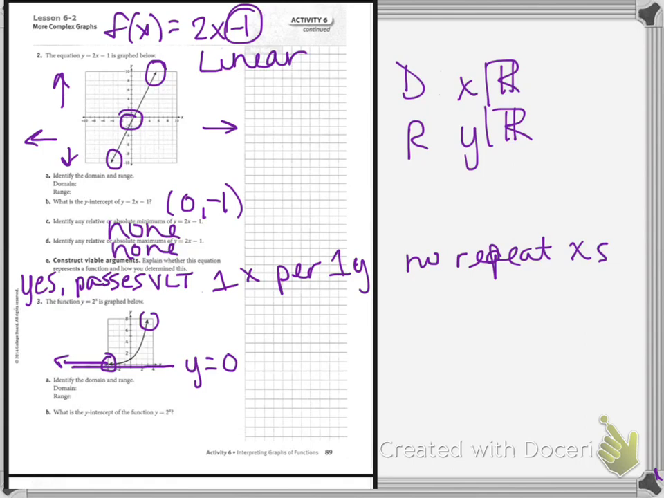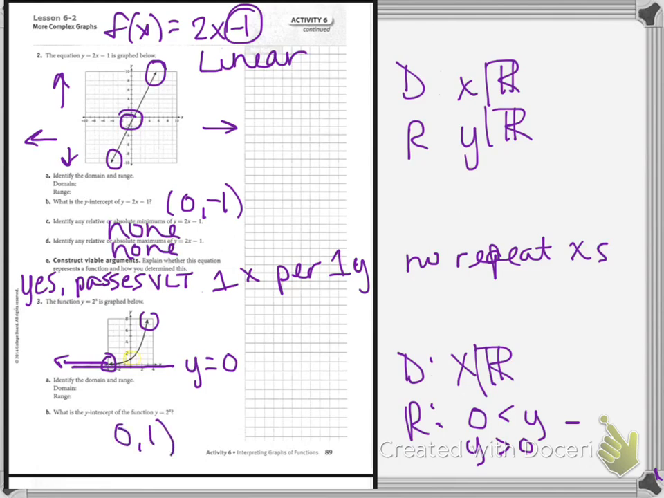So our domain for this particular graph is all real numbers, but for our range, we have a lowest y value of 0. We have no upper y value, so we don't need to worry about that. 0 is less than y. We can also write y is greater than 0. What is our y-intercept? Well, our y-intercept, if you'll recall, is right there where it crosses the y-axis, and that is at 0, 1.